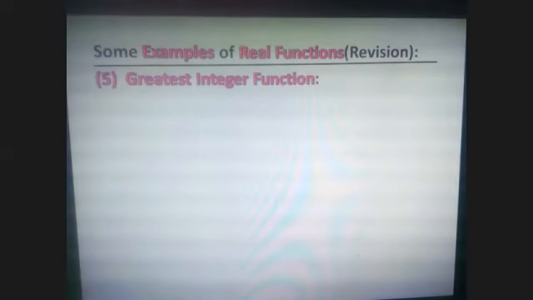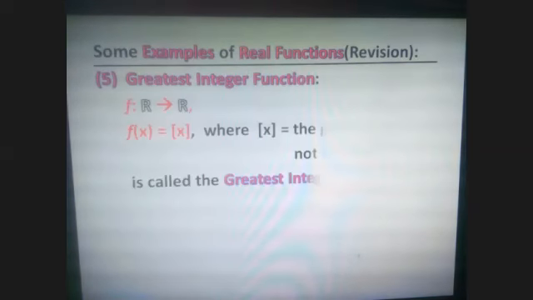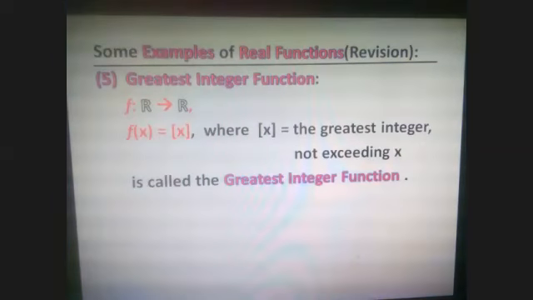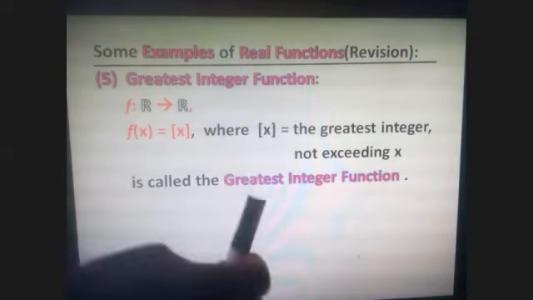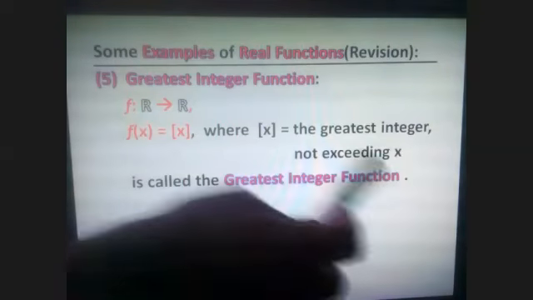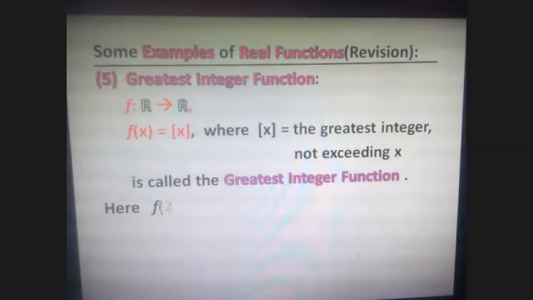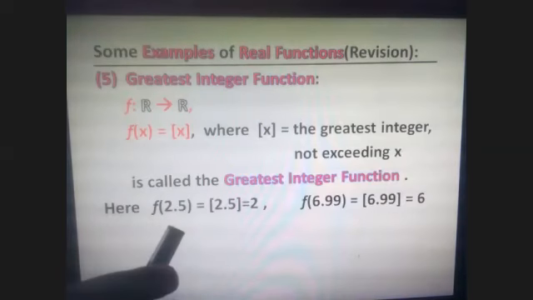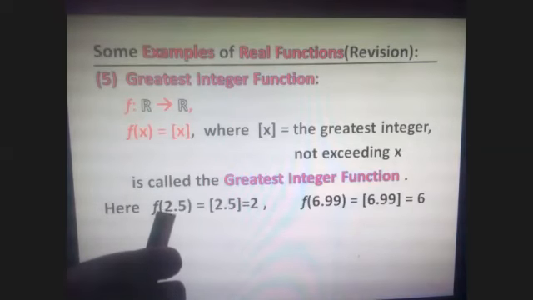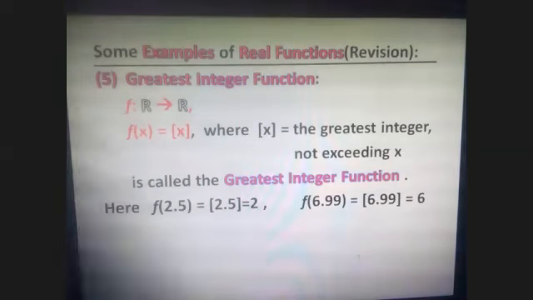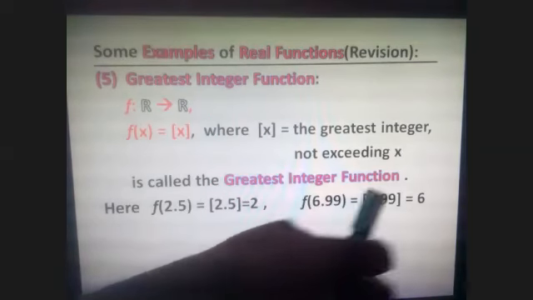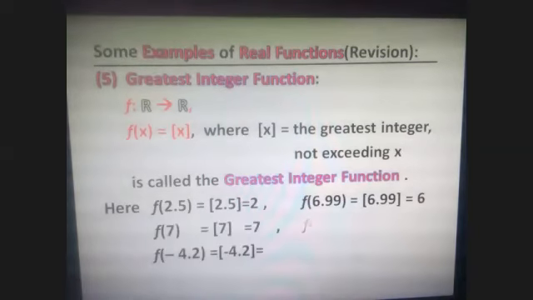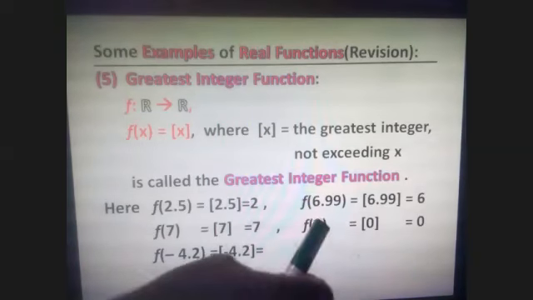Greatest integer function, you know it. f(x) equal to the integer part of x. What is the integer part of x? It is the greatest integer not exceeding x, not bigger than x. For example, f(2.5) is the greatest integer not bigger than 2.5, that is 2. f(6.99) is 6. If it is an integer, f(7) is 7, f(0) is 0.